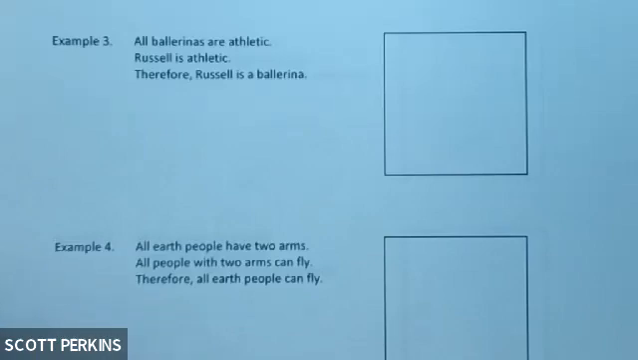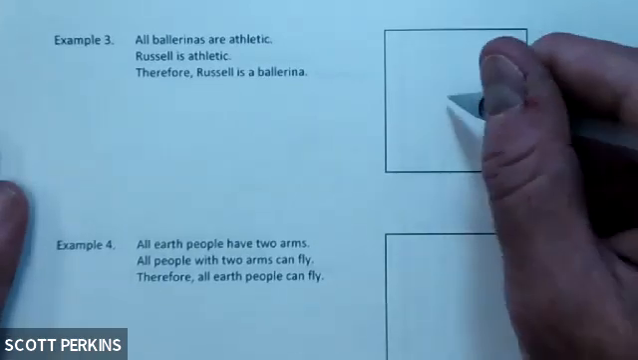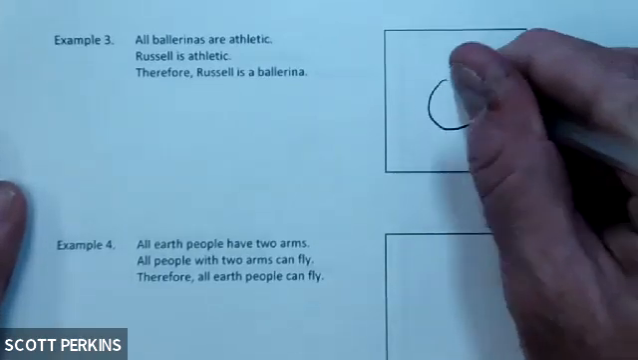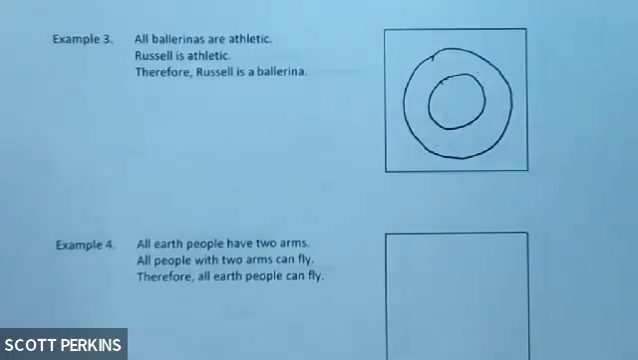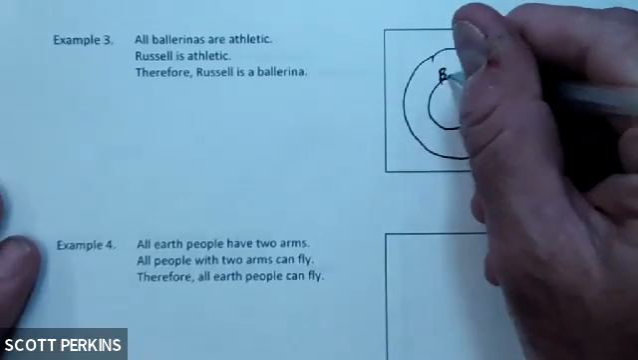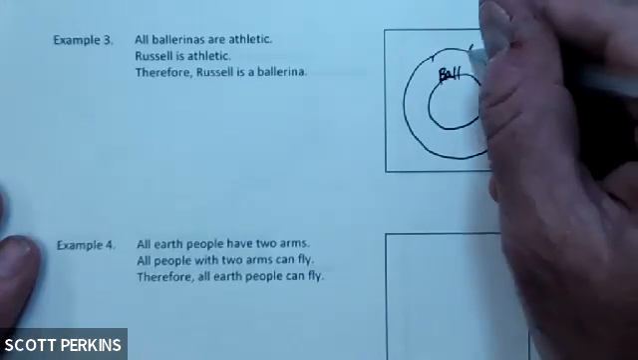All right, so here we go. The first statement says all ballerinas are athletic. So I know right away it's an all statement. So it doesn't matter what the words are just yet. Since it's an all statement, that means I've got one circle inside the other. And according to that statement, which one's going to be the smaller circle? Okay, the ballerinas. I'm just going to abbreviate there and then athletic.